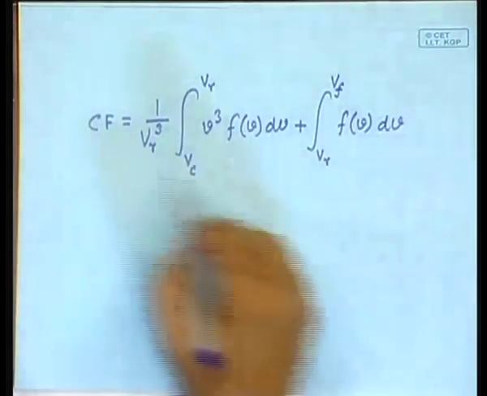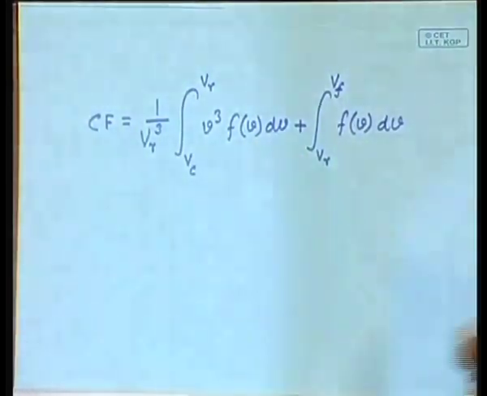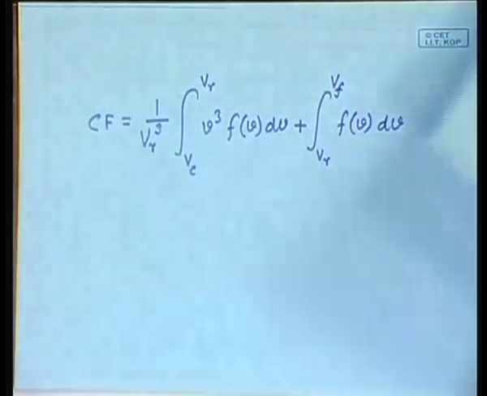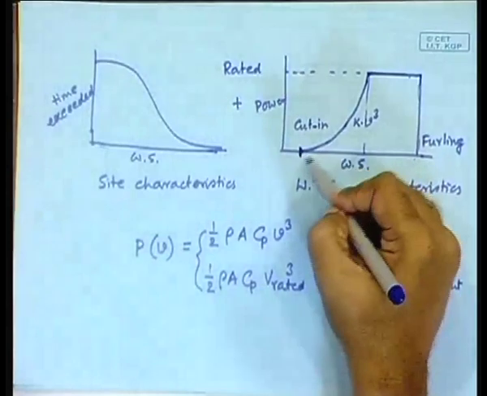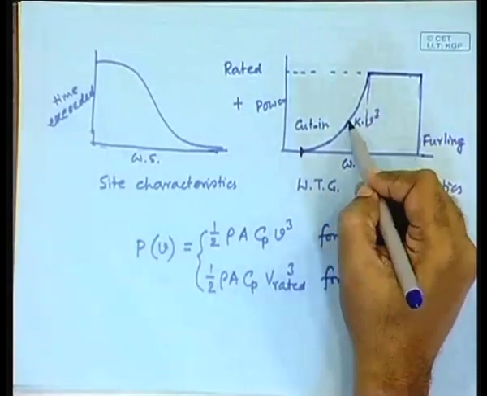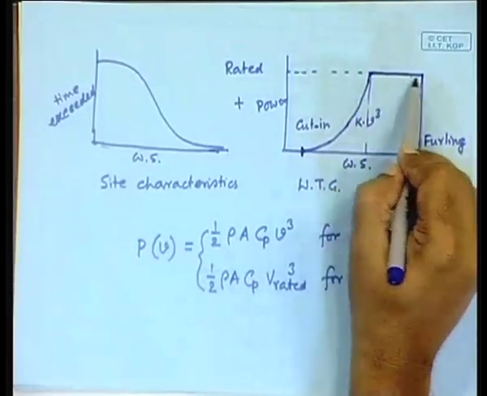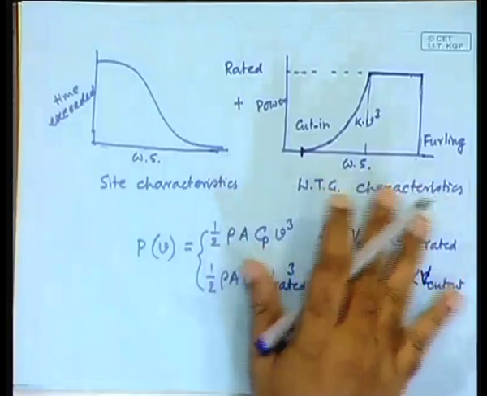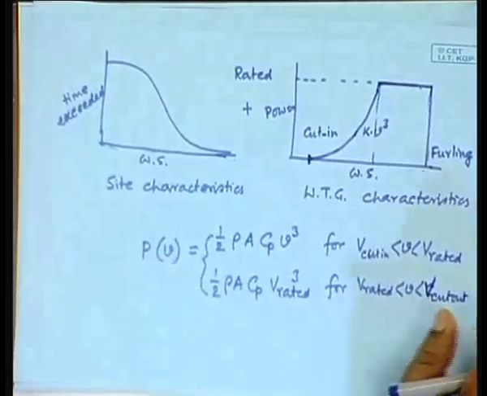Good. So, this can be integrated, but actually things are done mostly by graphical means. The reason being that you never have this characteristic exactly cubically proportional or this characteristic exactly flat, that is given by the manufacturer's specifications, and so normally this job is done graphically. Clear?